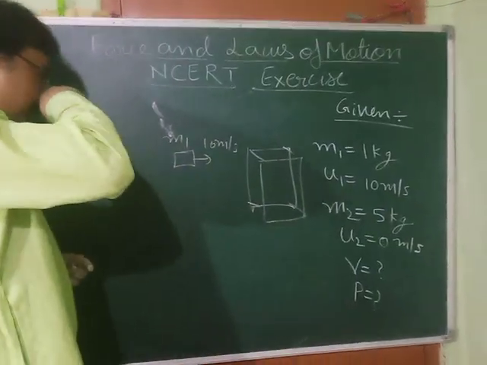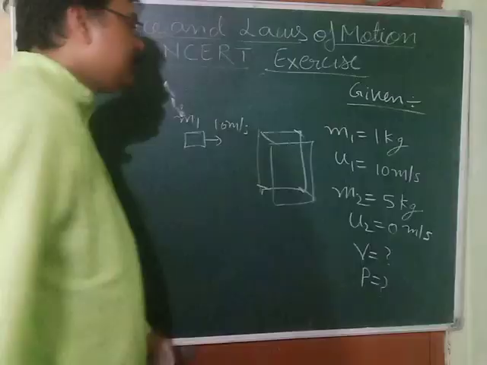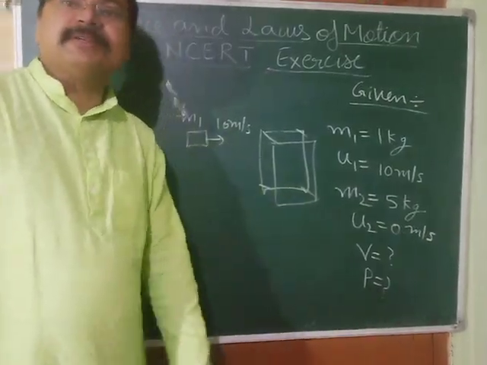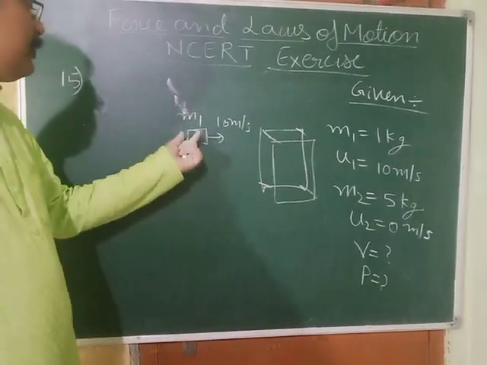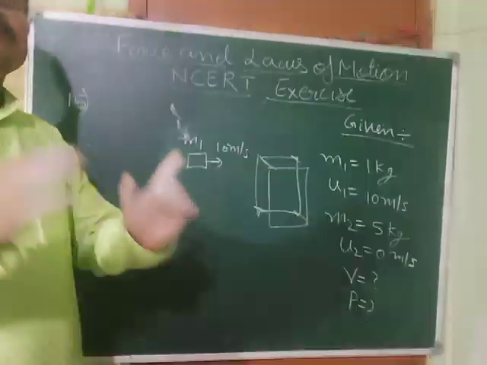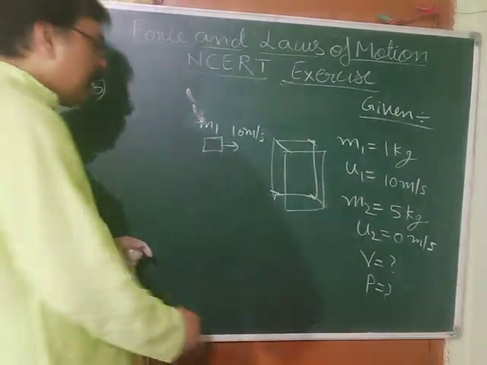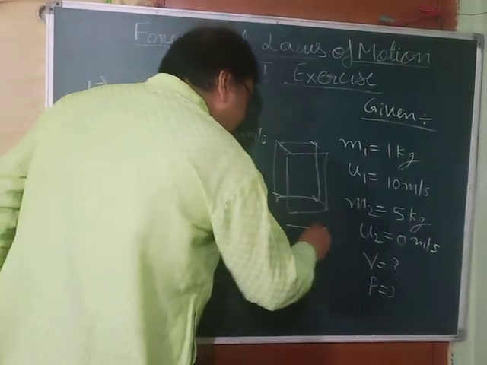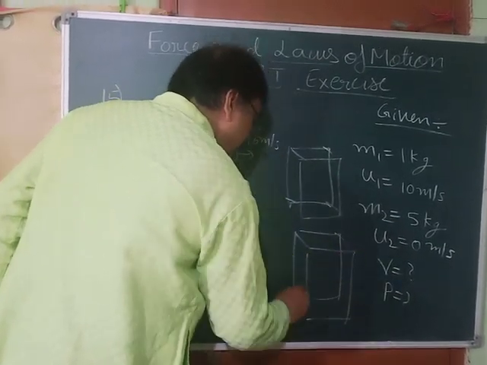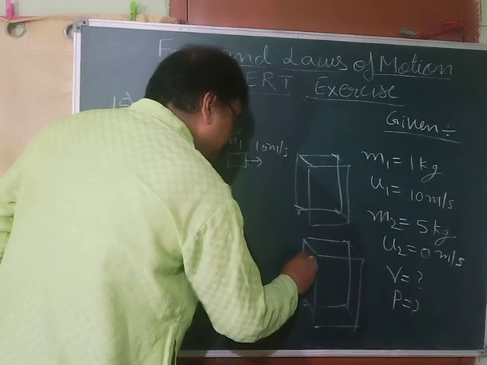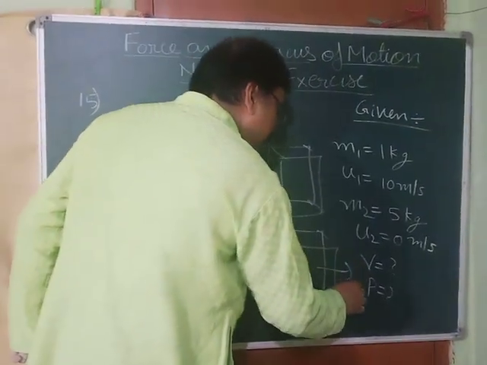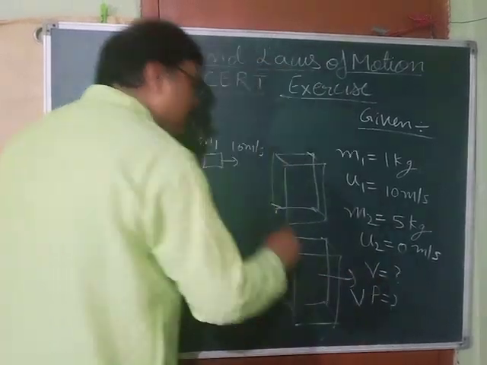Okay. The wooden block has a mass of 5 kg, and its initial velocity is 0 meters per second. That means it is at rest. When this small body goes and strikes it, what happens? They stick together. This is situation C. They stick together and move in the same direction with a common velocity v.